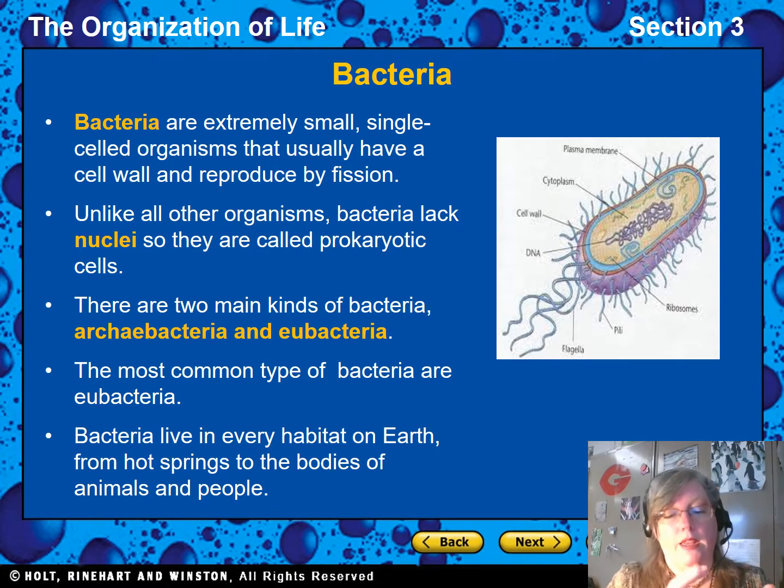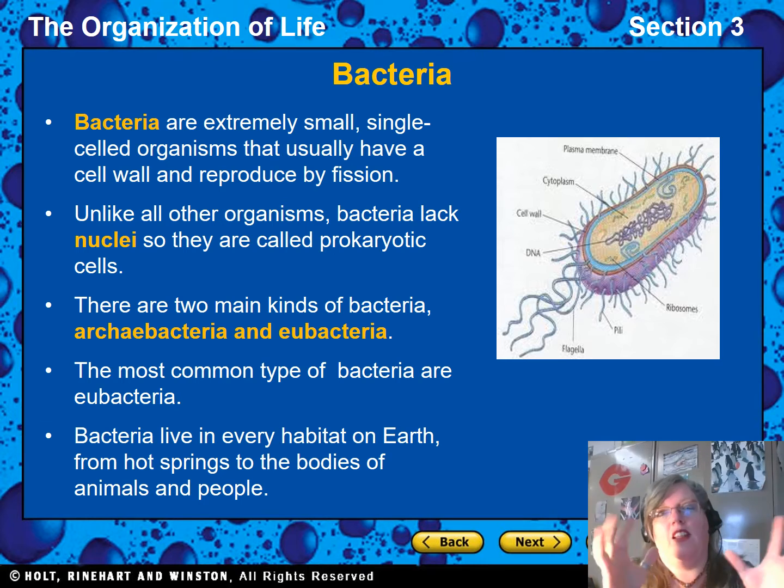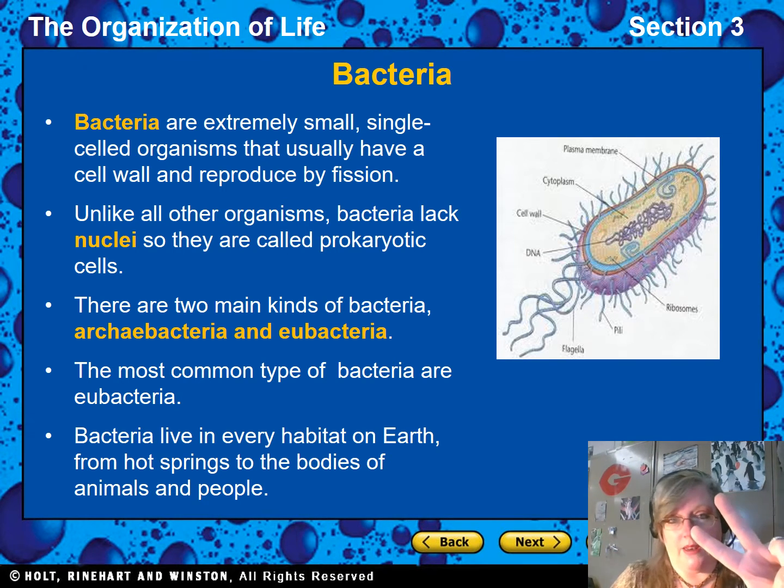Eubacteria, the true bacteria, are the ones that are everywhere. They're on your paper, on your computer, on your hands, on your face, in your intestines. They are everywhere. So those are the two types of bacteria, Archaebacteria and Eubacteria.